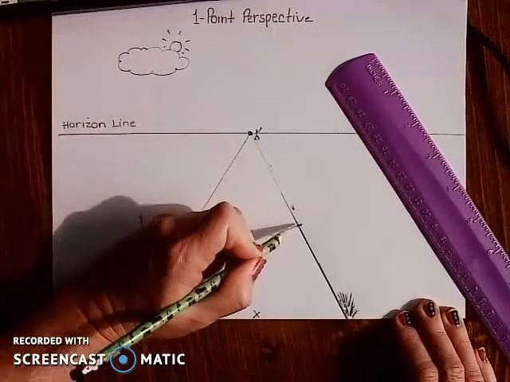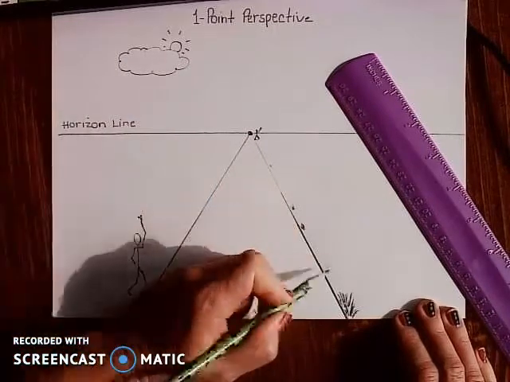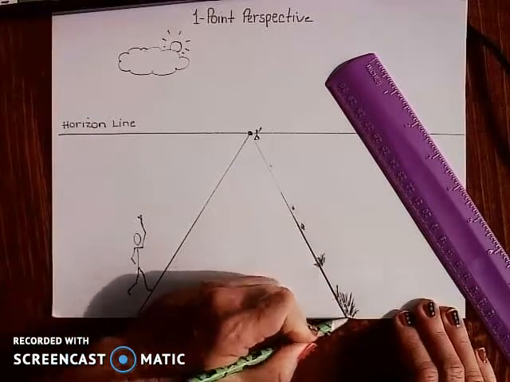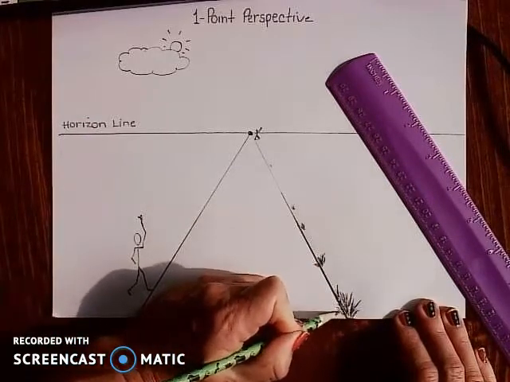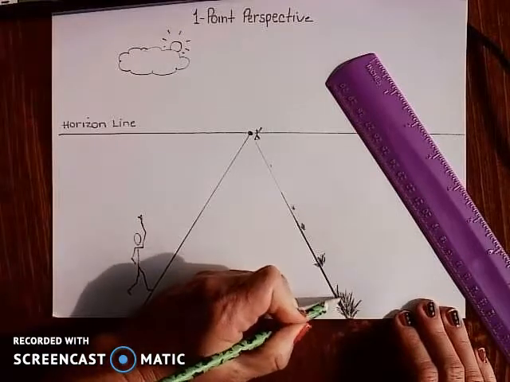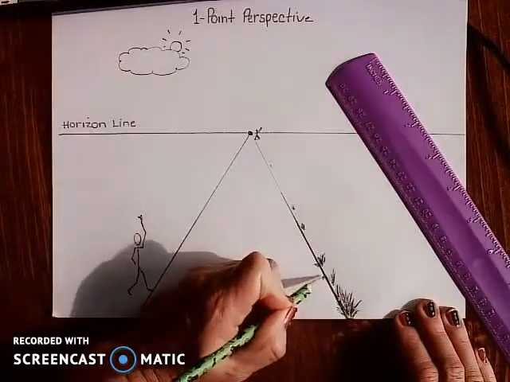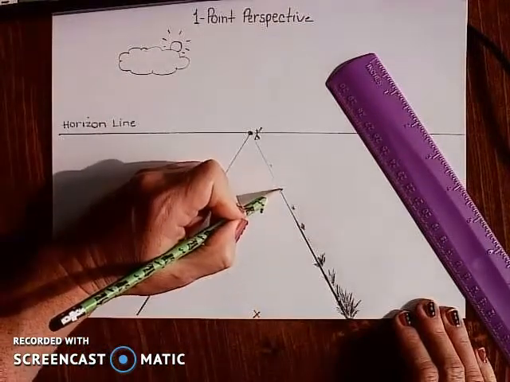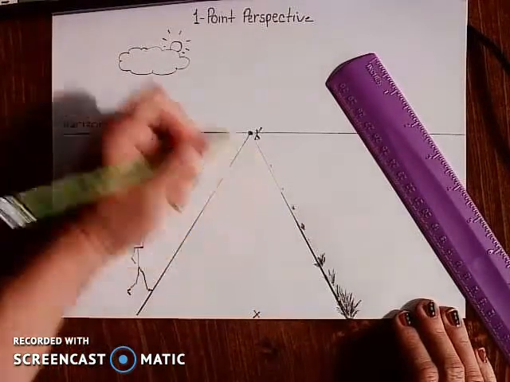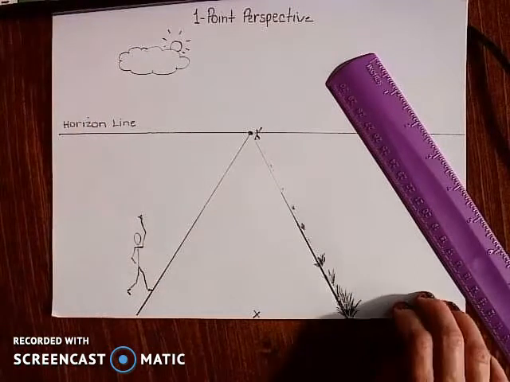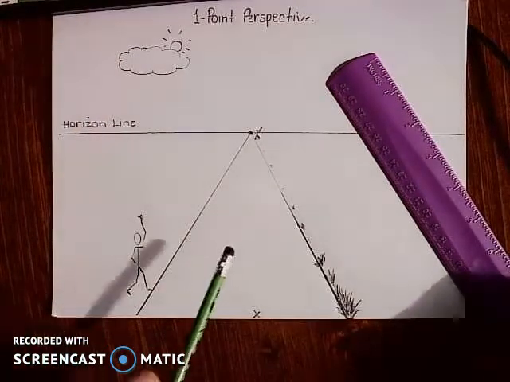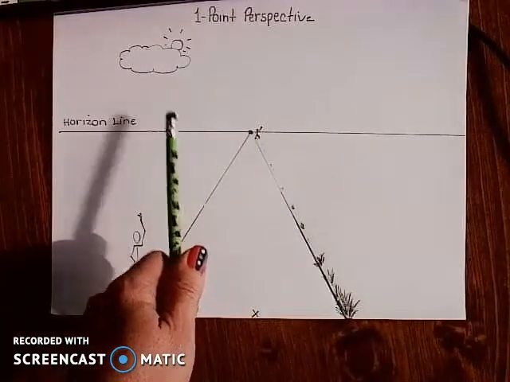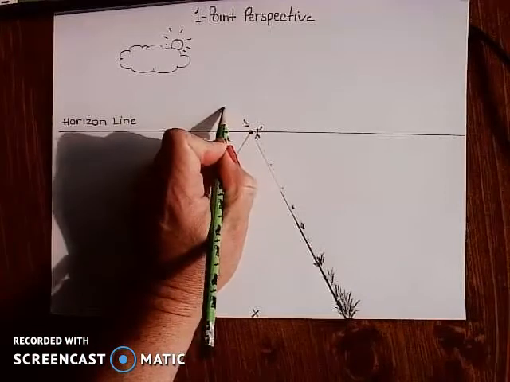Why would the grass get bolder and taller as it comes closer to you? The answer is the same, atmospheric perspective. Things that are closer to you are bolder and more defined. Things further away get smaller and smaller and lighter. So we have a country road, a horizon line, and a vanishing point.